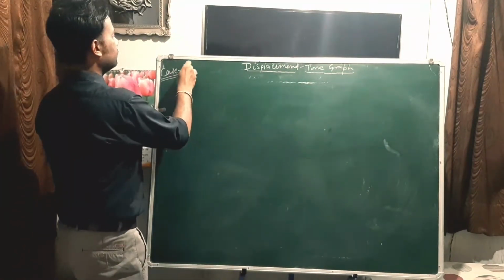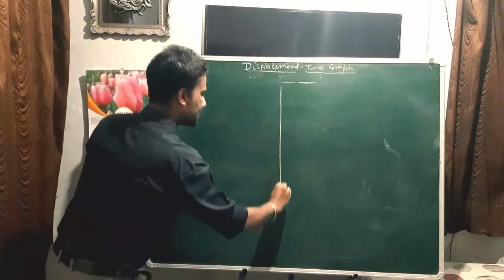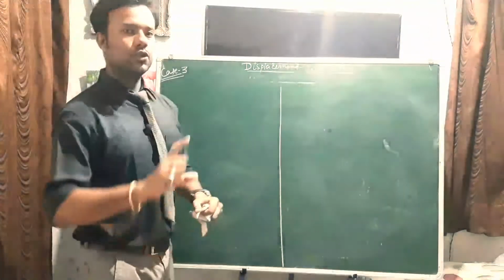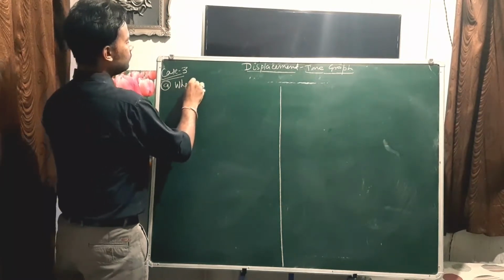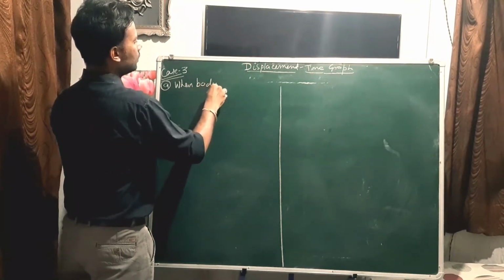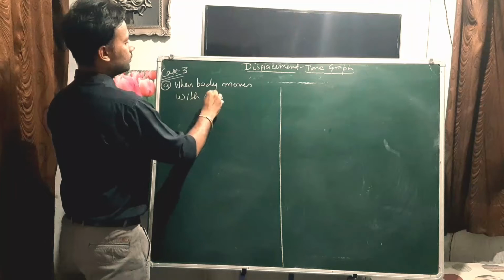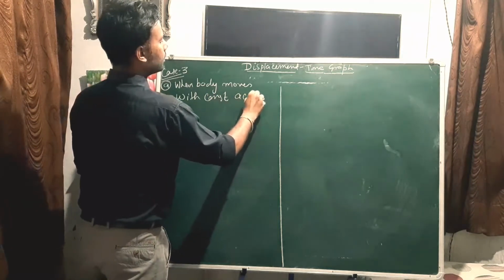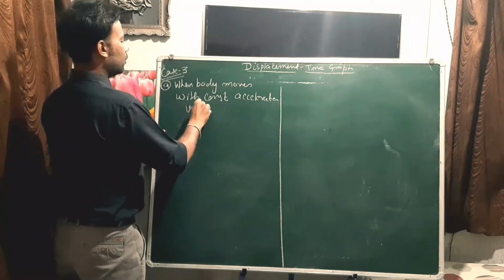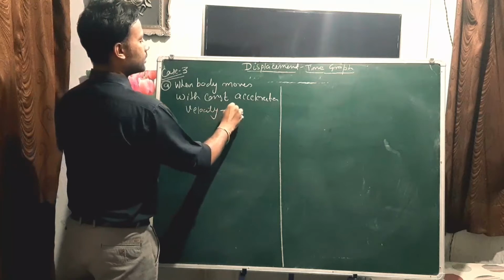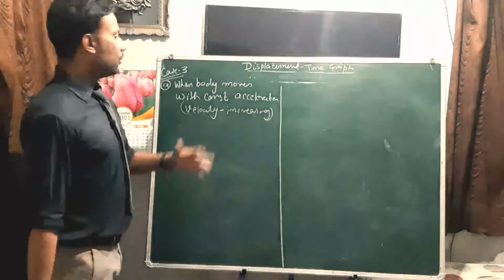So case 3, part A. I am dividing this case into 2 parts. First A, when body moves with constant acceleration, that means velocity is increasing, right? What can be the next case here?